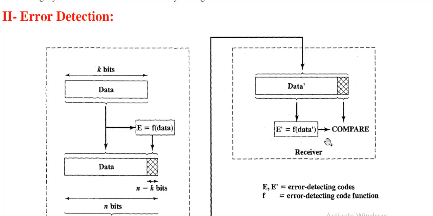If they are different, so definitely if this one is different than this one, then definitely an error has happened, and we need to correct that error by one of the two mechanisms, the forward error correction or the automatic repeat request.